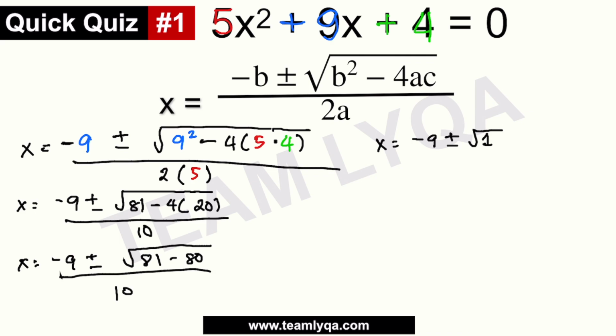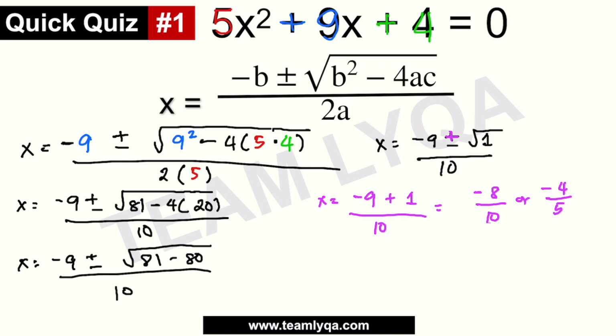No? So, all over 10. Okay, so simulan natin dun sa una kapag plus. So, this will be X is equal to negative 9 plus 1 all over 10, which is going to give us negative 8 over 10 or negative 4 over 5.